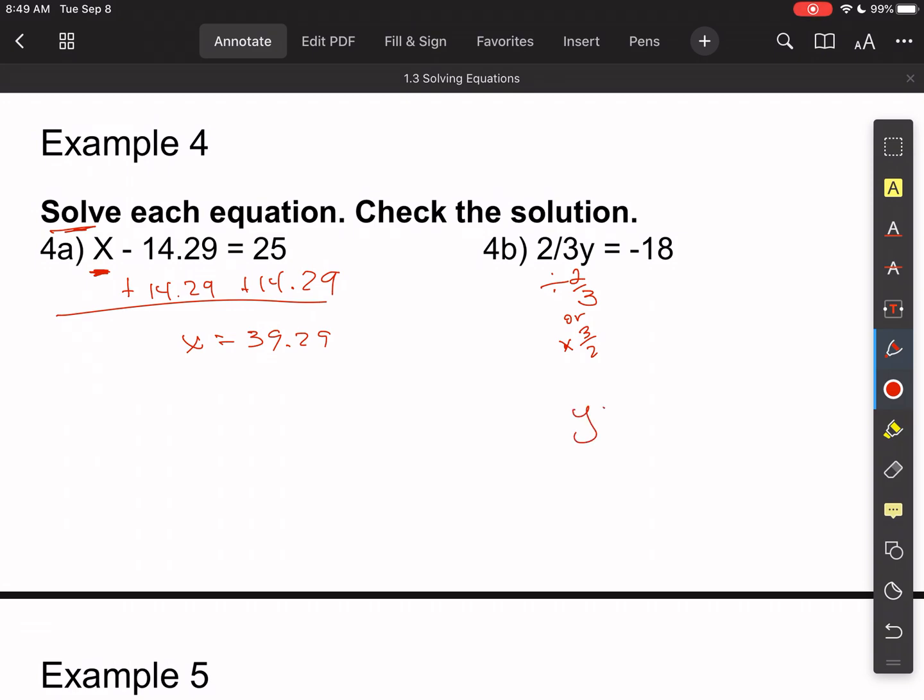So y is equal to, if I multiply both sides by 3/2, the 2/3 cancels on the left. And on the right, I have negative 18 over 1 times 3 over 2. I could do a little bit of cross canceling here. This is a 1, this is a 9, so this is equal to, and notice we had a negative there, so negative 9 times 3 is negative 27.